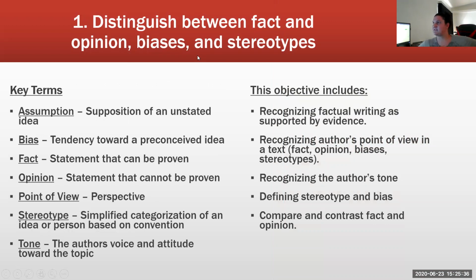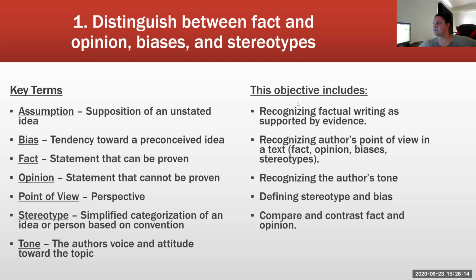So with this first segment of distinguishing between fact and opinion, biases and stereotypes, key terms are: assumption, a supposition of an unstated idea. A bias is a tendency toward a preconceived idea. Fact is a statement that can be proven. An opinion is a statement that cannot be proven. Point of view is just a perspective, like where the writer is coming from. A stereotype is a simplified categorization of an idea or person based on convention. And tone is the author's voice and attitude toward the topic.